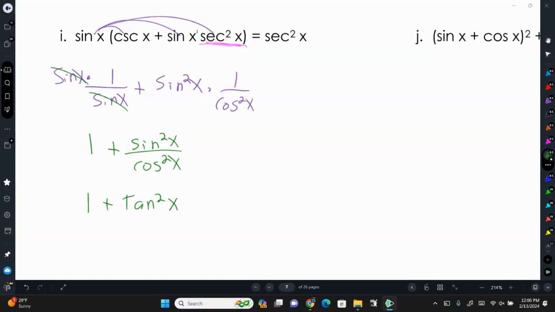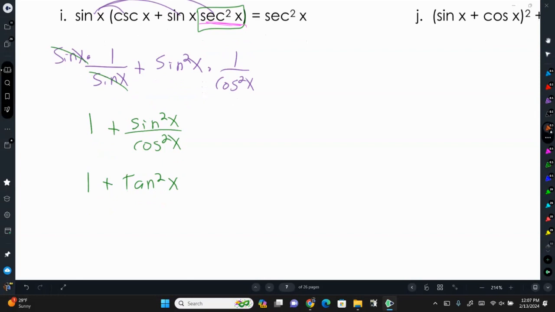And you might say, well, why didn't I just leave this alone instead of changing it? Well, if I left it alone, then there would be no way to combine it with that sine squared to make things simpler. So 1 plus tangent squared, according to my sheet, is equal to secant squared, which is what we were trying to get. So I verified that identity.